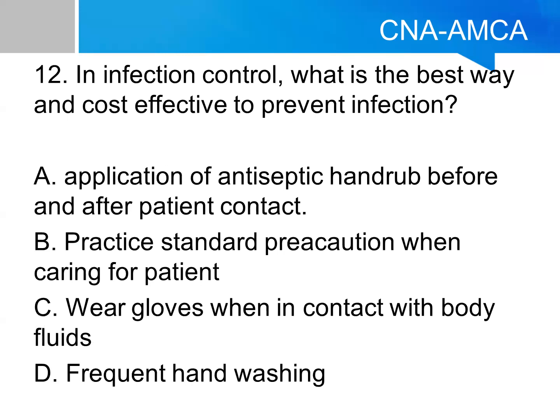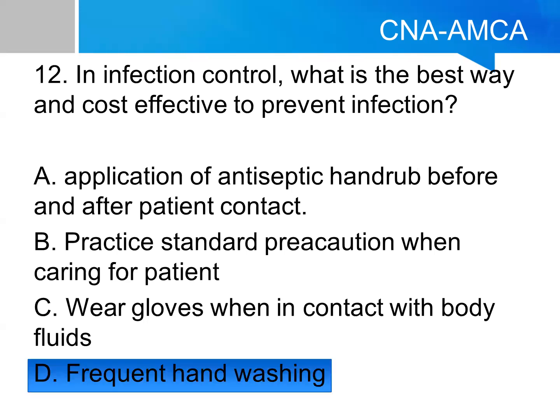Next question. In infection control, what is the best way and cost-effective to prevent infection? A. Application of antiseptic hand rub before and after patient's contact. B. Practice standard precautions when caring for patient. C. Wear gloves when in contact with body fluids. And letter D. Frequent hand washing. What is the answer? Letter D. Frequent hand washing.